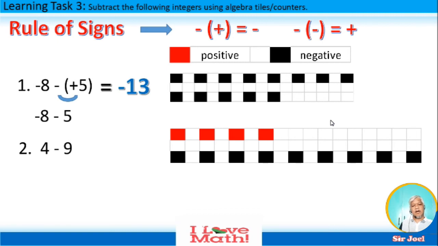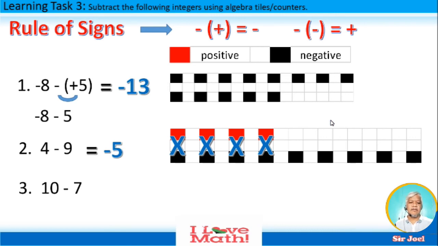So, kaya, gawa ka ng 4 na red kasi positive 4. Tapos 9 na black kasi negative 9. At dahil meron na ulit tayong red block na magkatapat, cancel. Okay? Ano ngayon ang natira? So, yun ang ating magiging kasagutan, which of course equivalent to negative 5. Okay? Next, number 3, 10 minus 7.